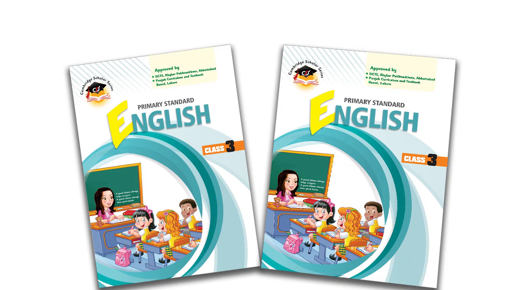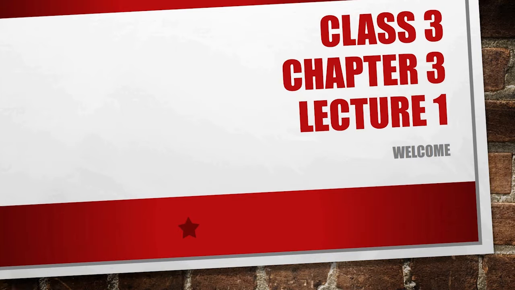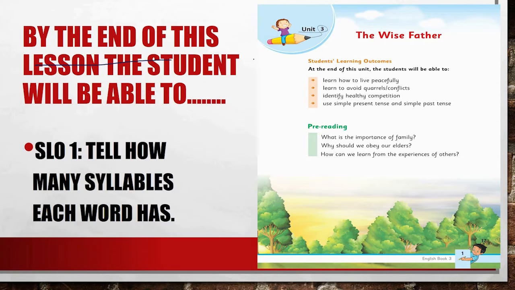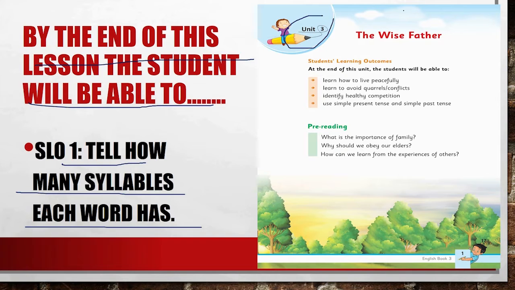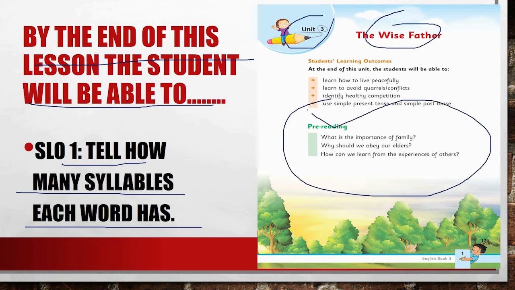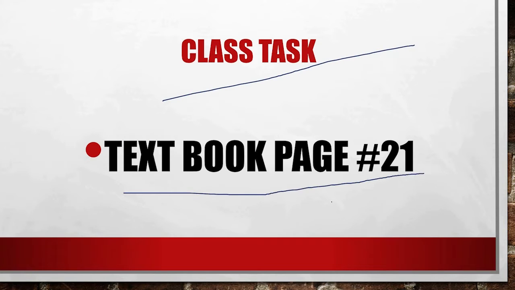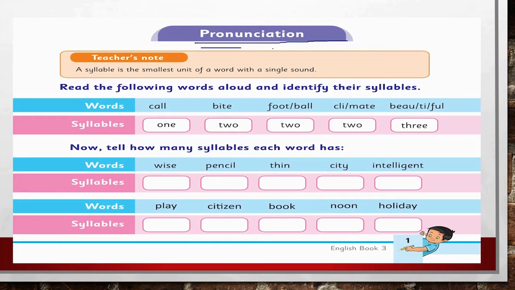For today's lesson, you need textbook for Class 3, Chapter 3, Lecture 1. By the end of the lesson, the student will be able to tell how many syllables each word has. The name of the unit is The Wise Father, and there is a little pre-reading required which you can do yourself at home. For class task, open your textbook page number 21.